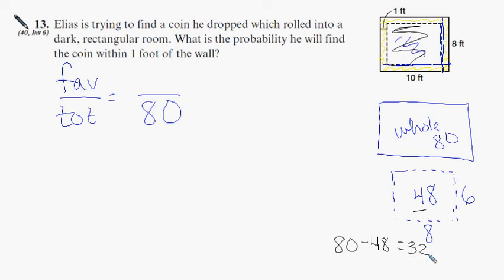So that is what is represented as our favorable area, right? Then if you do the math on that, you get a decimal. That gives you 0.4. So the probability of finding the coin within 1 foot of the wall is 0.4, or you could say, he has a 40% chance of finding it there.